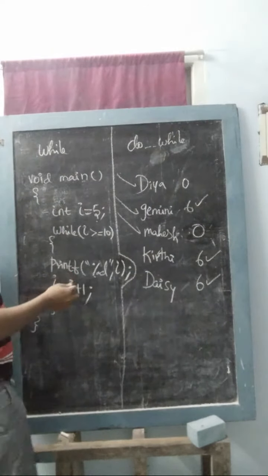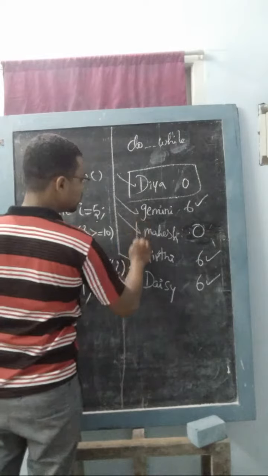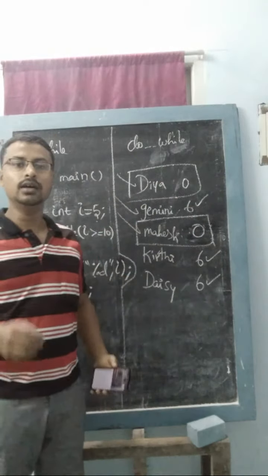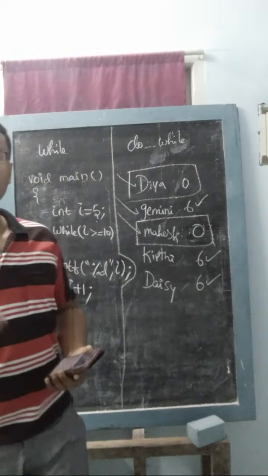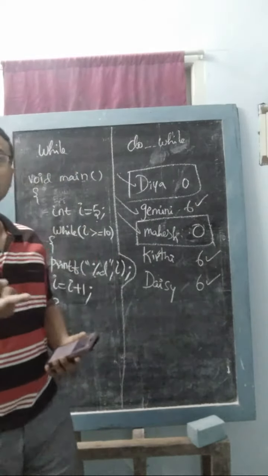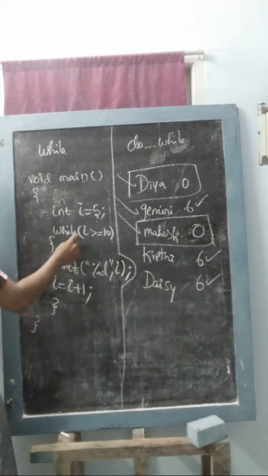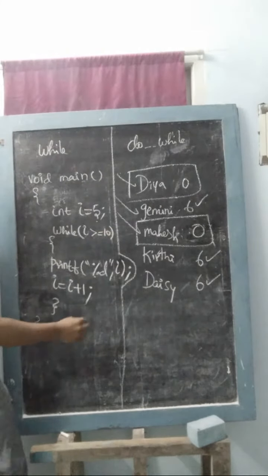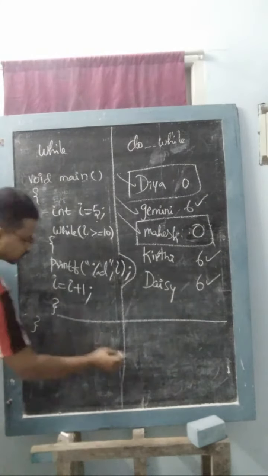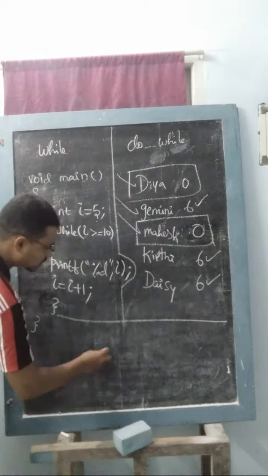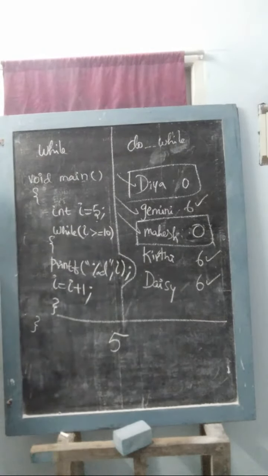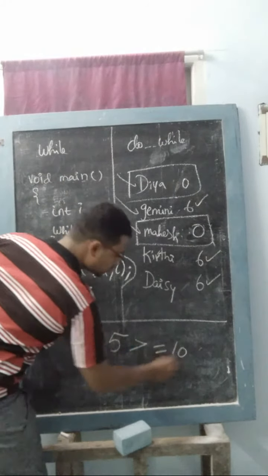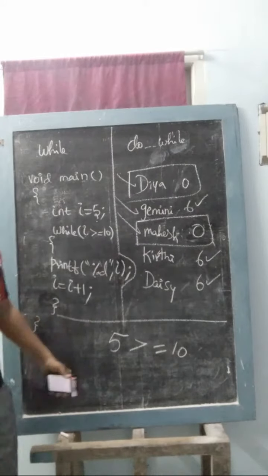ஓகே, இதுல எது கரெக்டான ஆன்சர் அப்படின்னா மகேஷ் பிரபு and Diya ரெண்டு பேரும் சொன்னது வந்து கரெக்ட் ஆன்சர்ஸ். Because 0 times it will execute. ஏன் அப்படின்னா for while loop, both are check the condition first and then it will execute the statement. So you just check the condition now. I greater than or equal to 10. What is the I value? I value is 5. Greater than or equal to 10. Either the condition is true or false.